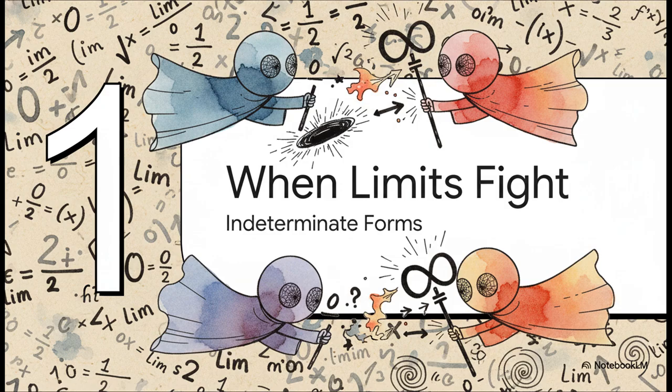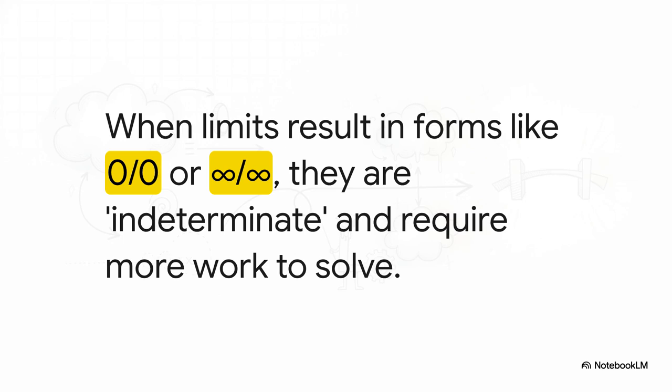Okay, let's get into our first section and see how we actually describe this conflict. This is what mathematicians call the problem of indeterminate forms. So the most important thing to get is that when your limit calculation spits out something like 0 over 0 or infinity over infinity, it's not a dead end. It's called an indeterminate form. And all that means is, well, the answer isn't determined yet. It's basically a signal from the problem telling you, hey, you need a more powerful tool here.